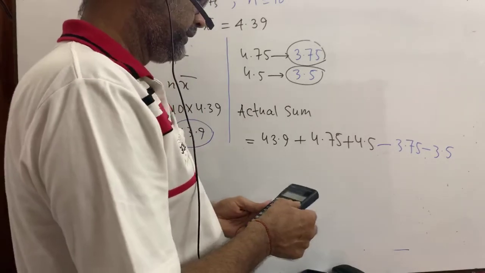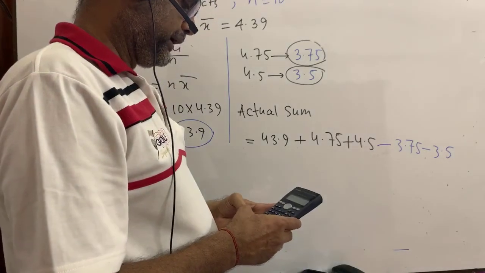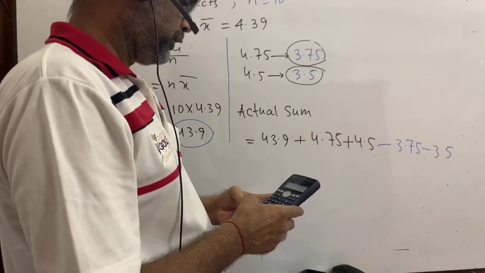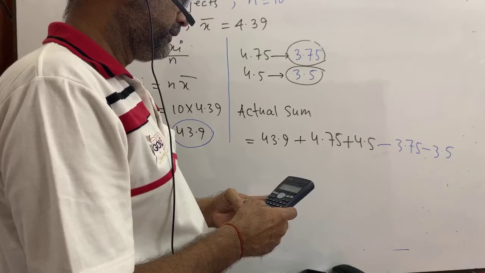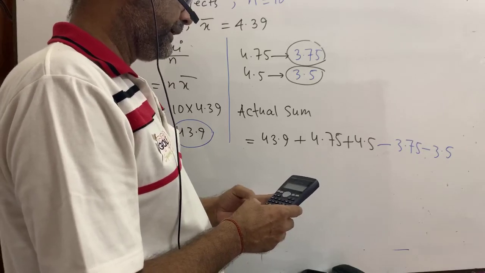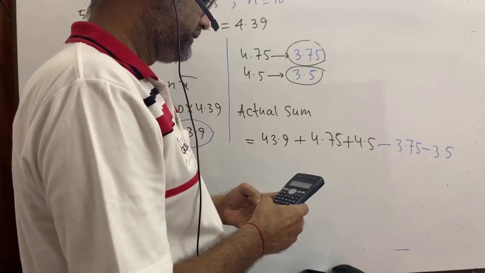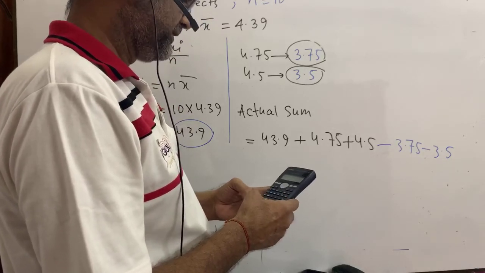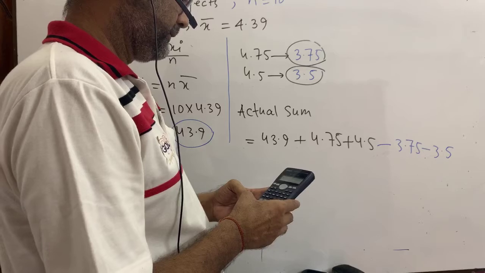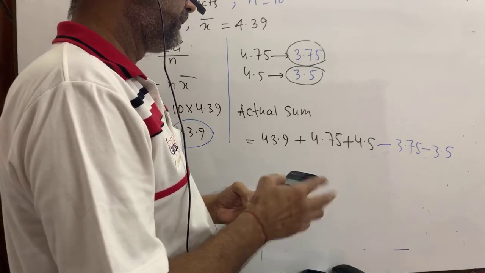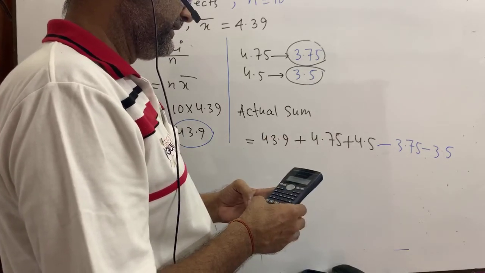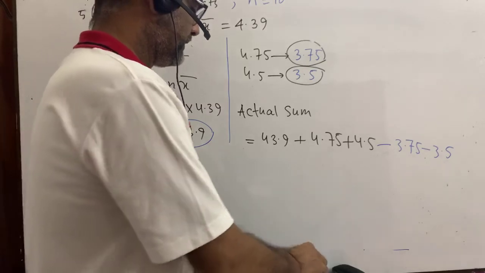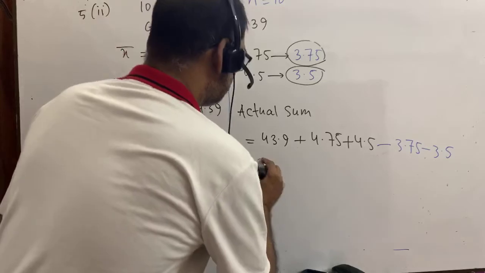43.9 plus 4.75 plus 4.5 minus 3.75 minus 3.5 equals what? 45.9.